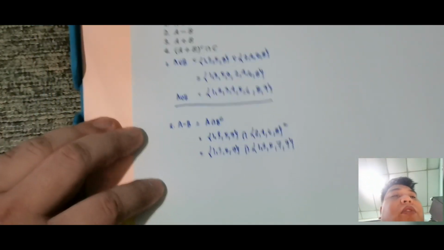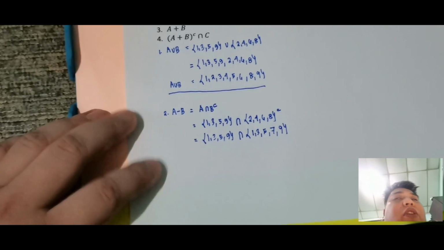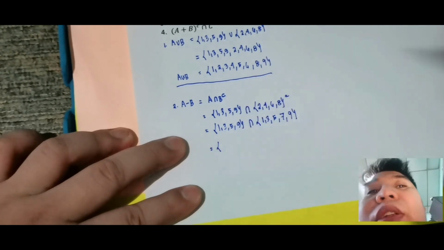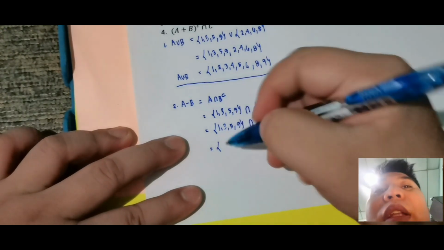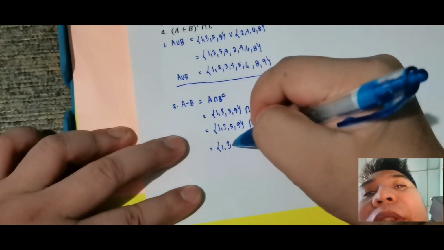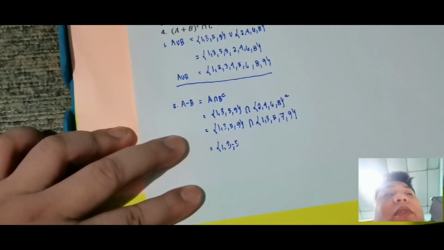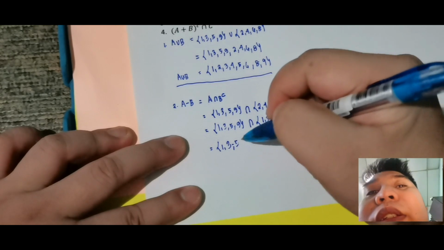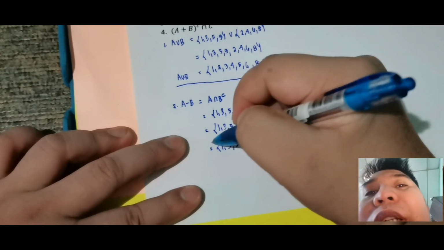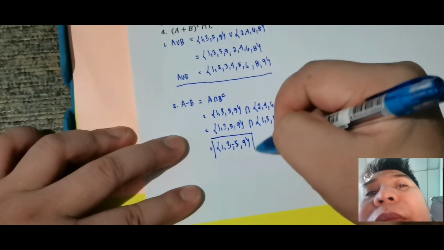Next, kukunin natin yung intersection. Siyempre, sa intersection yung common. Ano yung unang common? Sir, ang una ko pong nakikitang common is 1. Next po, si 3. Next po, si 5. 7 wala dun sa A. Next is 9. Therefore, ito yung ating A minus B.